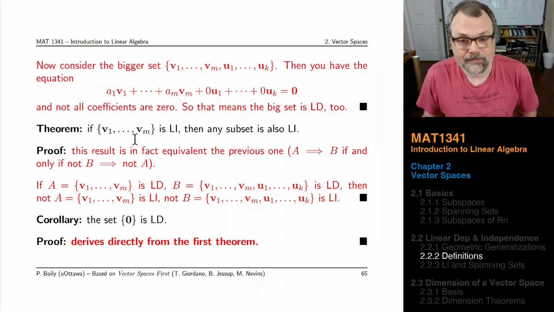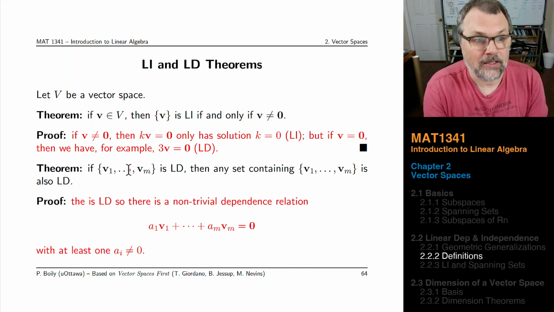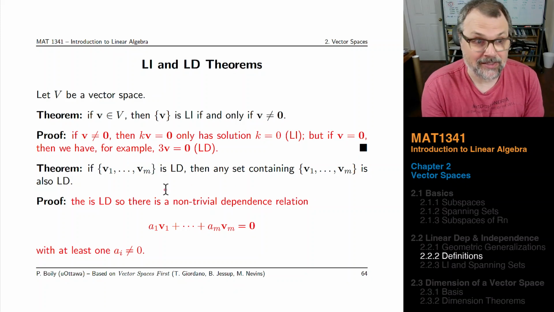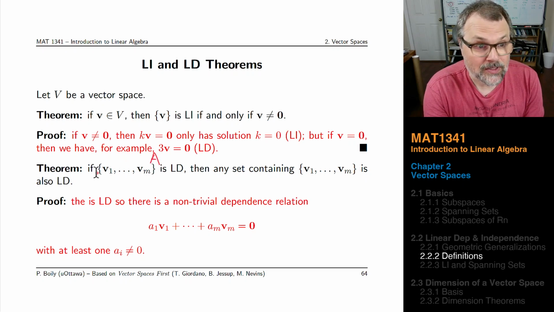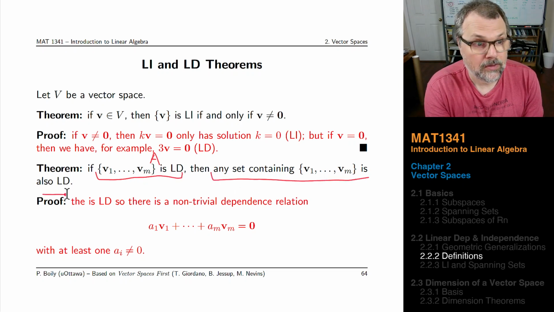When we say here that any linearly dependent set is such that any set containing that linearly dependent set is also LD, we have a statement of the form if A, so this part here is A, then B. So this theorem is really A implies B.